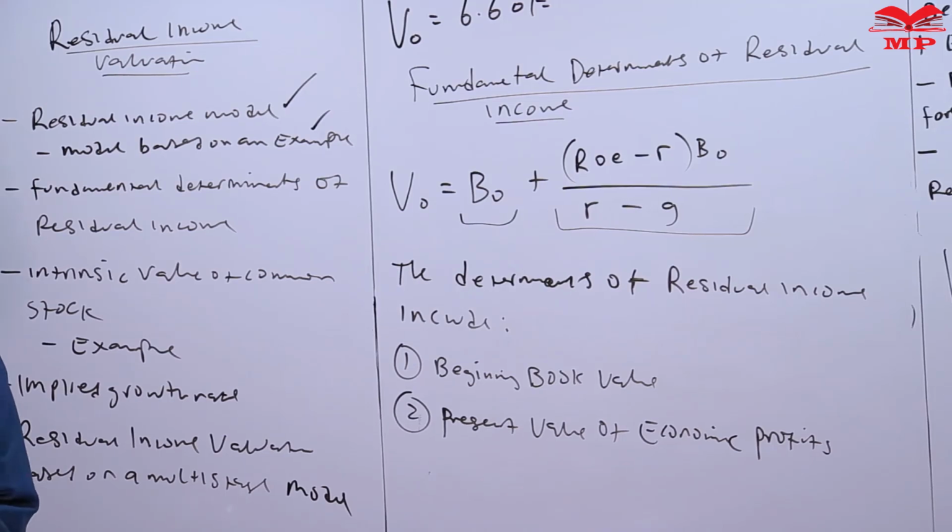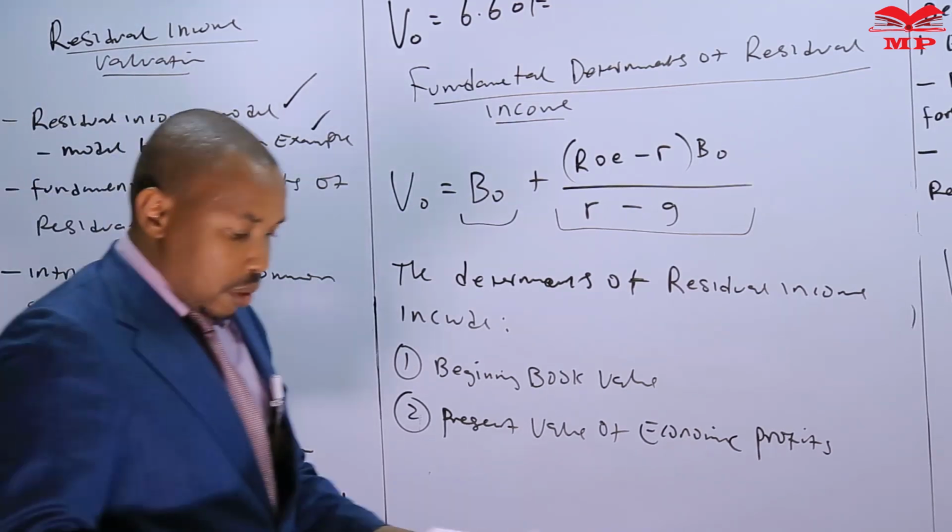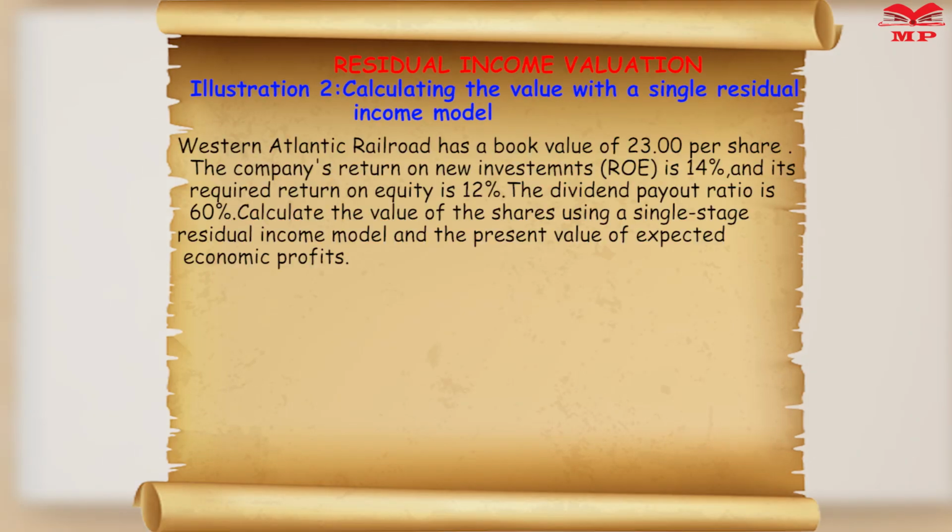Now the example that I have here reads as follows. Western Atlantic Railroad has a book value of 23 per share. The company's return on new investment, ROE, is 14% and its required return on equity is 12%. The dividend payout ratio is 60%. Calculate the value of the shares using the single-stage residual income model and the present value of expected economic profits.